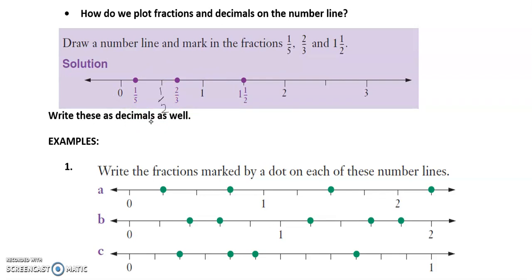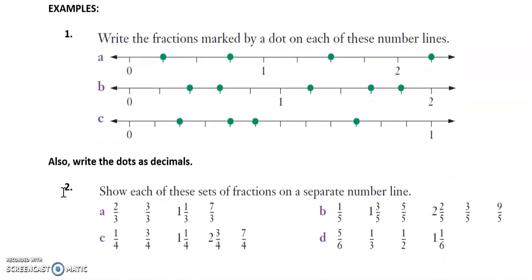So I know 1/5 would need to split 0 and 1 in 5 ways. I know if I've got 2/3, 1 would be 3/3, so I'm splitting them up into 3 bits. Okay, 1 1/2 is between 1 and 2.